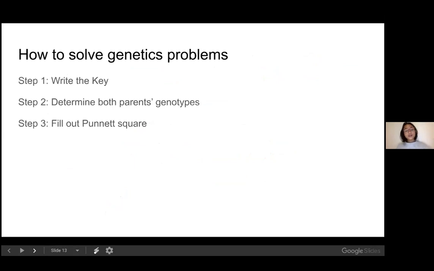All right, so now we're going to combine all of that knowledge and we're going to tackle our own genetics problem for the first time. I have three very simple steps, but you need to follow them in order to get it 100% right every single time. Step 1, write the key. What is dominant and what is recessive? Step 2, determine both parents' genotypes first. Genotype, of course, means the code. And then step 3, finally fill out your Punnett square.